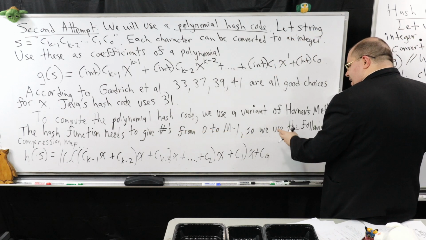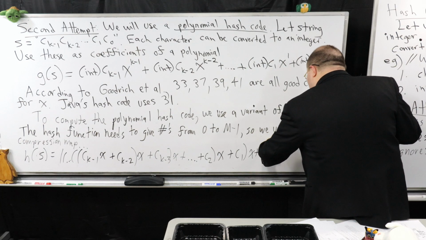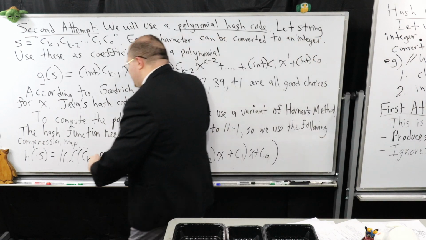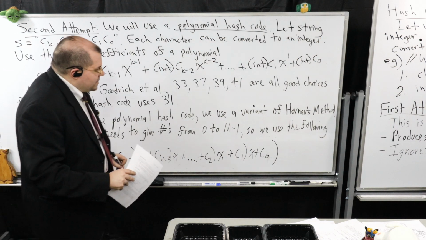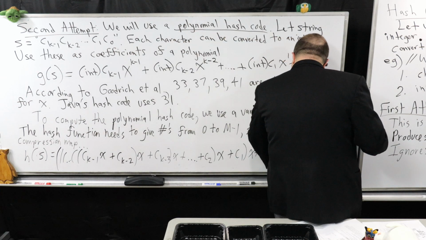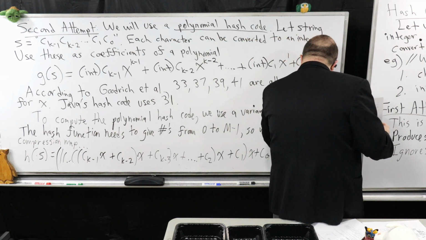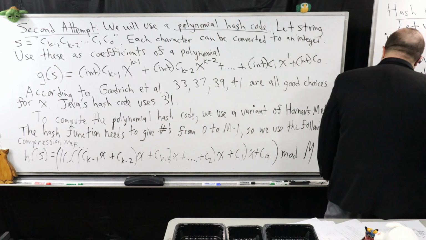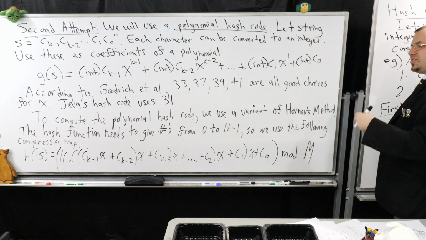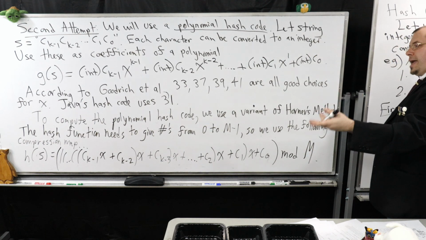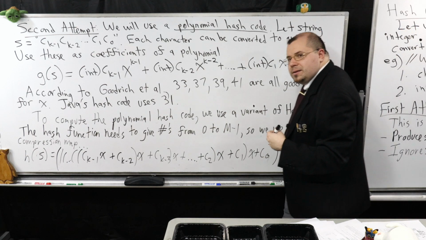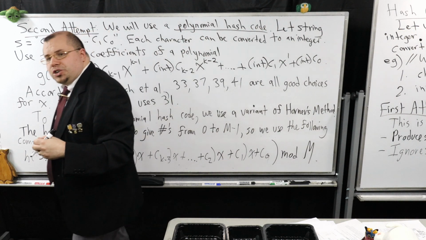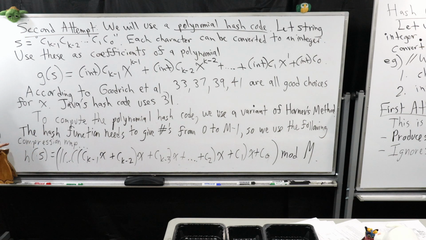So I have this. Now I need to make sure that this is some number between 0 and m minus 1, so I apply the compression map, which in this case, all it is just I apply mod m. So this will make it so it's a number between 0 and m minus 1. So this is just getting the integer remainder. And this is actually what the hash function would look like for computing the polynomial hash code.